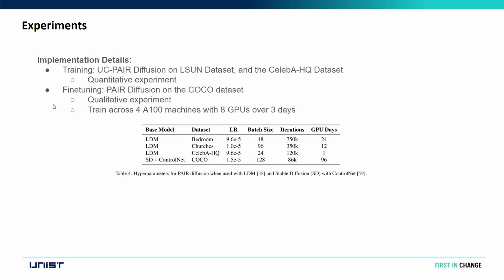So for the experiment, they train the unconditional diffusion on the LSUN dataset and the CelebA HQ dataset, and they do the quantitative experiment here. And for fine-tuning the diffusion model, Stable Diffusion, they use the COCO dataset and do the qualitative experiment. The training takes several days. I think for the diffusion, it takes about 3 days.